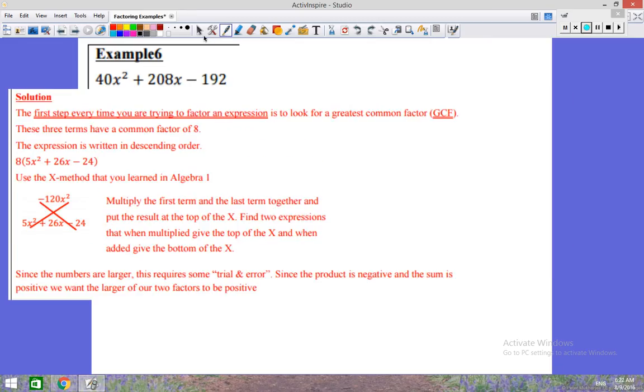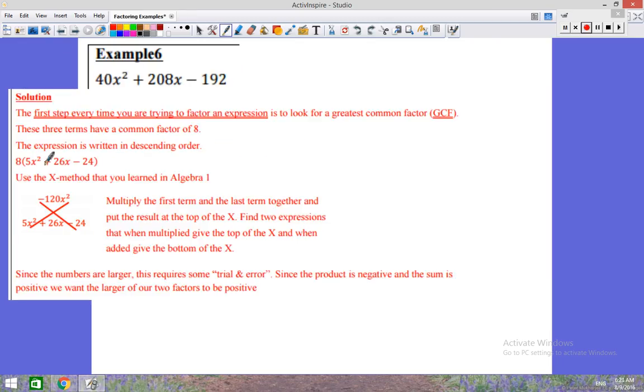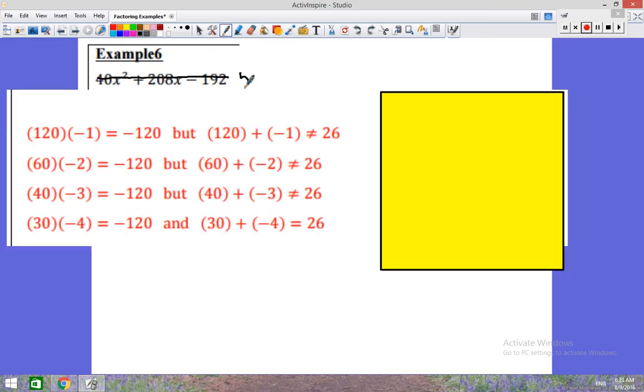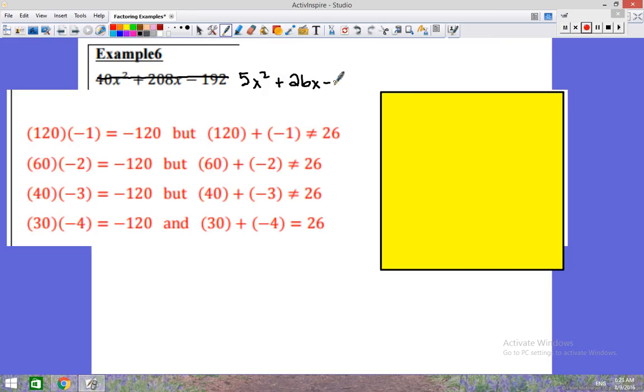Remember that what we're looking for is this 5x squared plus 26x minus 24. This was the original problem, so I should probably write it here, since we're focused on it. So the 5 times the negative 24 is negative 120, and when we add it together, we're looking for 26x.